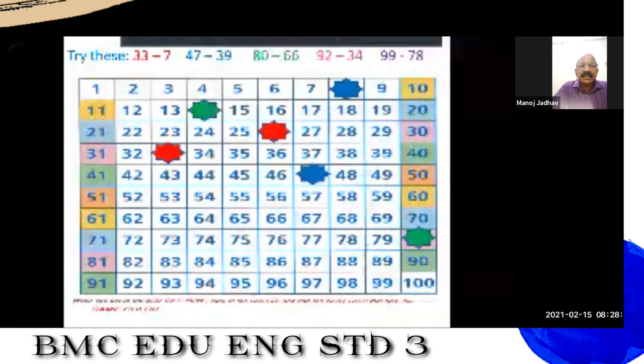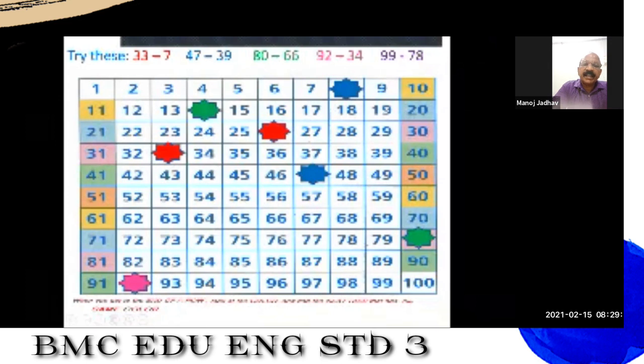Now next is 92 minus 34. See at the top, 92 minus 34, right? 92 minus 10, 82. 82 minus 10, 72. 72 minus 10, 62. Now 30 is done, 4 is remaining. 4 steps we are going to move backward. 61, 60, 59, and 58. Right? So our answer is 58. Good.